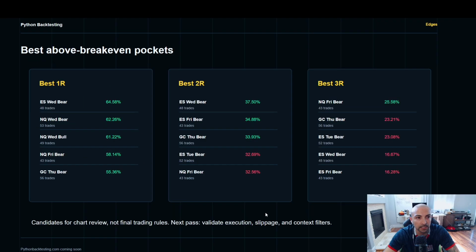And the best of all three are here on the screen. Wednesday for ES, Wednesday shorts for NQ, Wednesday also longs for NQ, and Friday shorts. Gold, we had Thursday shorts, best 2R periods, 37.50% for ES, Wednesday shorts, and for best 3R, NQ was profitable for Friday shorts.